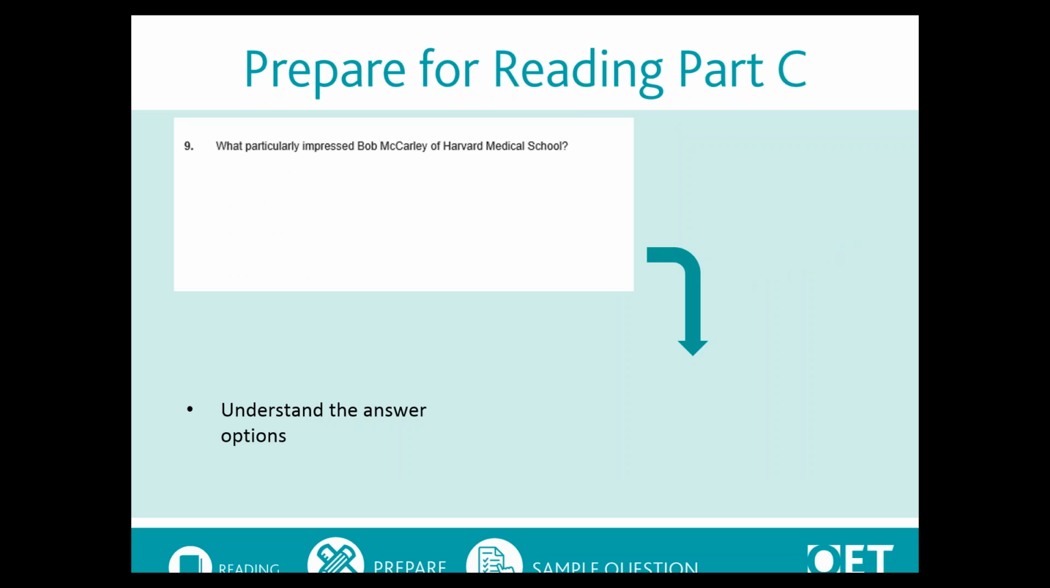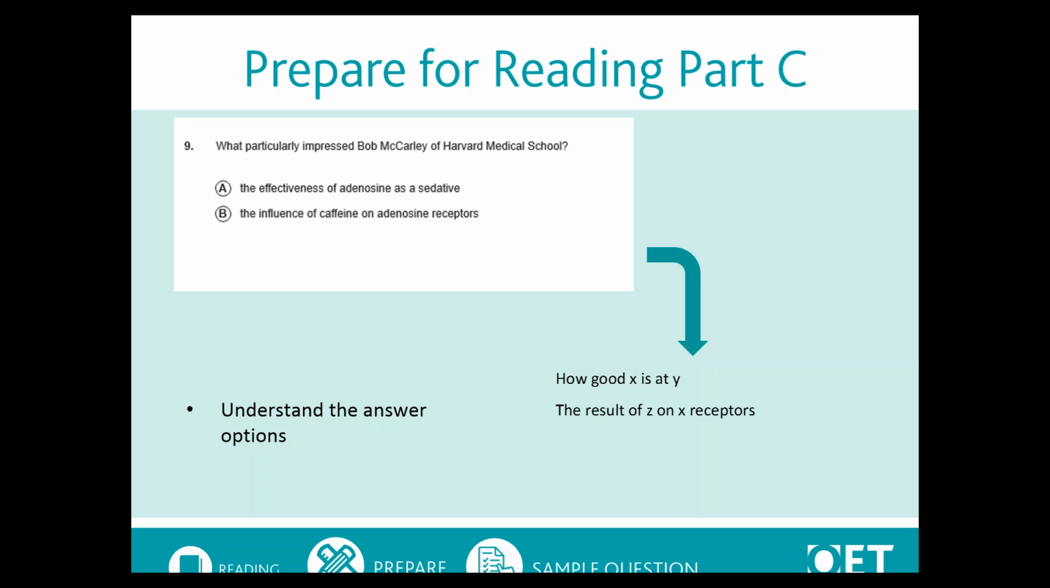Understanding the information provided in the answer options is essential. This means more than understanding the individual words, but the meaning created by them. In this example, part of each option is a noun phrase, and the rest of the answer provides qualifying information about this phrase. The meaning of A can be said to be how good X is at Y, where X is adenosine and Y is making someone sleepy. We can see the meaning of the other answer options here.